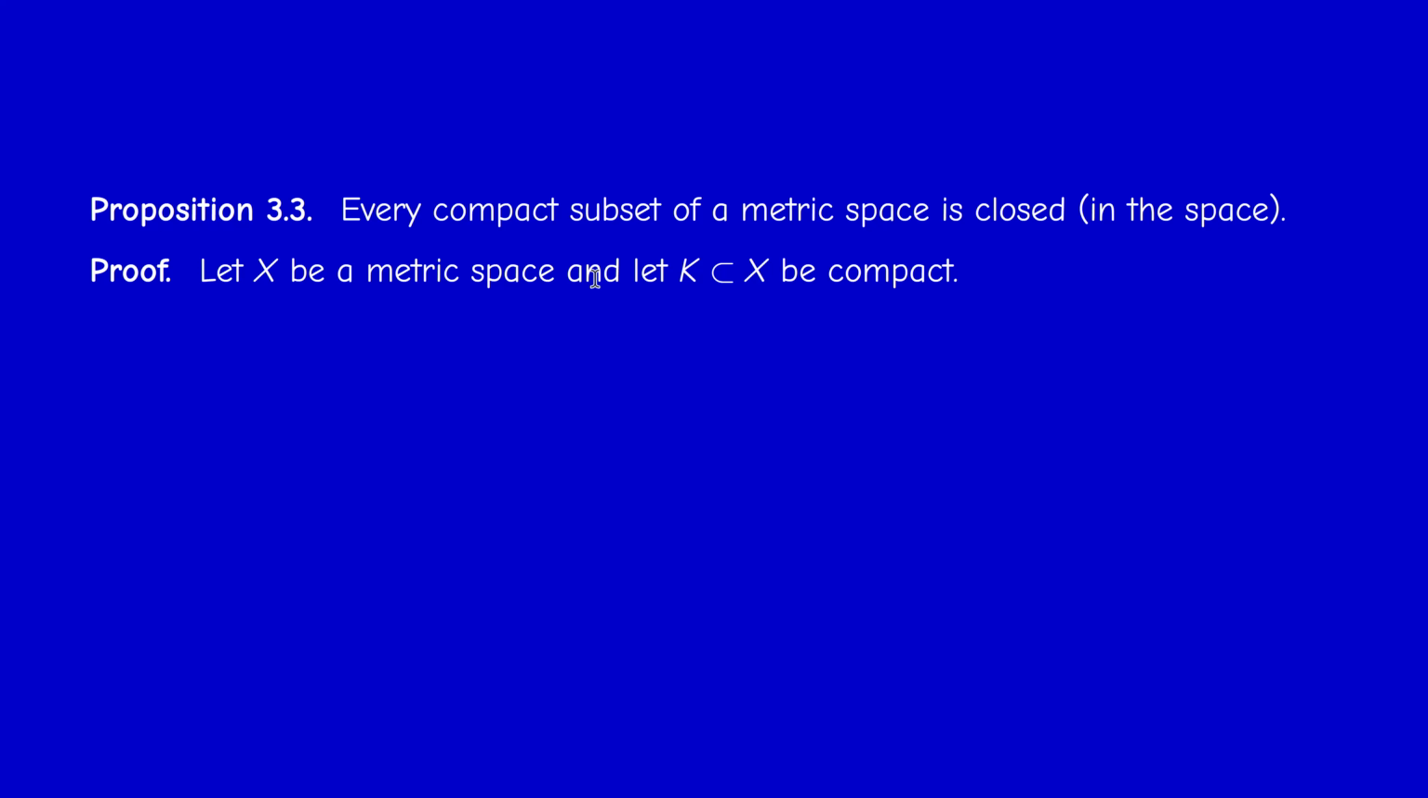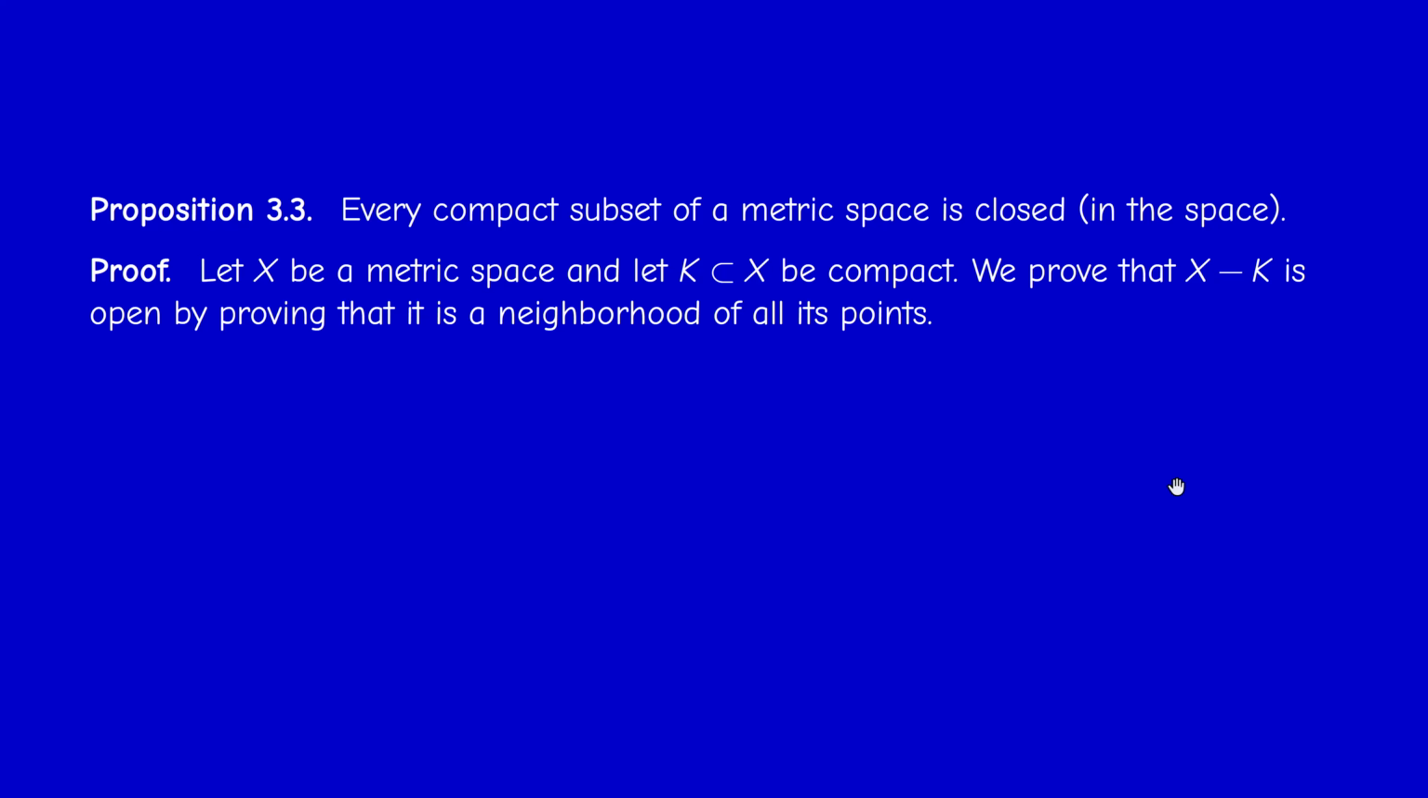So we have a metric space X and a subset K of X that we assume to be compact. We have to prove that K is closed in X. How do I prove that? We usually have two strategies. Either we go back to the definition and prove that the complement is open, or we prove that it's equal to its closure. But here, let us prove that the complement is open. But how do I prove that a set is open? One way is to prove that it is a neighborhood of all its points, according to our definition of neighborhood.